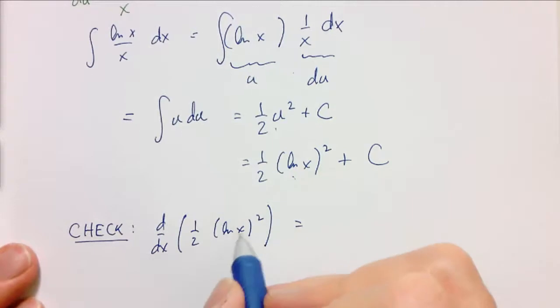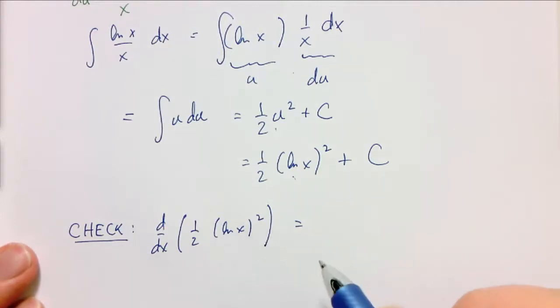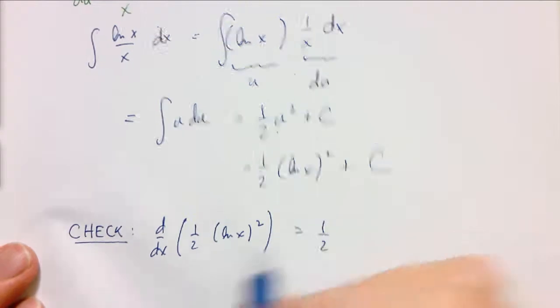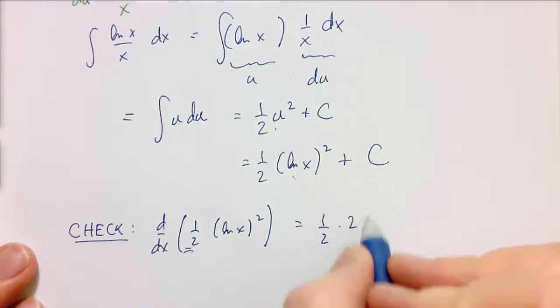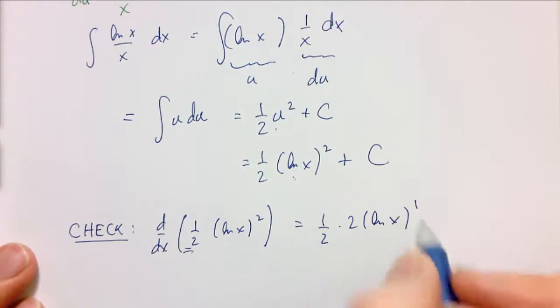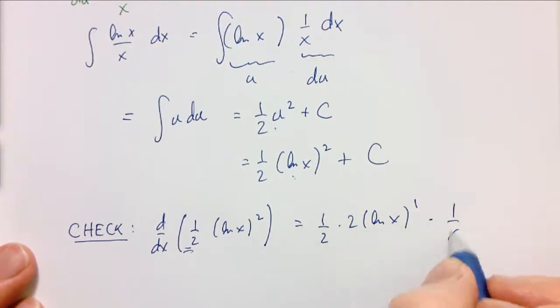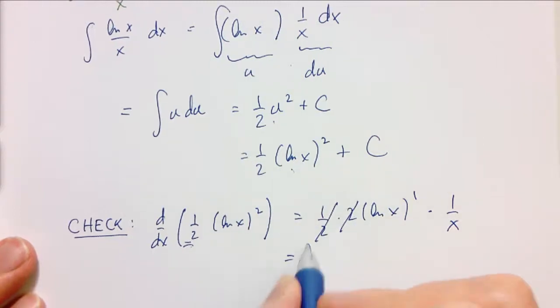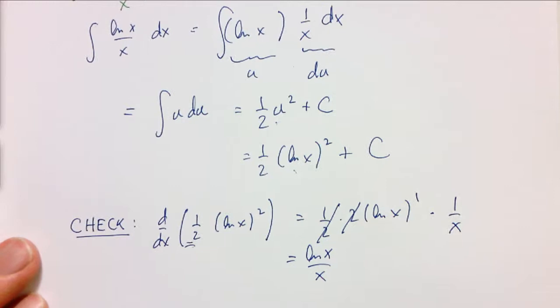All right, so now I have to do the chain rule, and you're always going to have to do the chain rule on these. That's why we do substitution. So I bring the 2 to the front. I'm going to leave the 1/2 alone here, times 2 natural log of x to the 1 times the derivative of the inside, 1 over x. The 2's cancel, and I'm left with natural log x over x, which is in fact the function I started with, whose antiderivative I wanted to find.